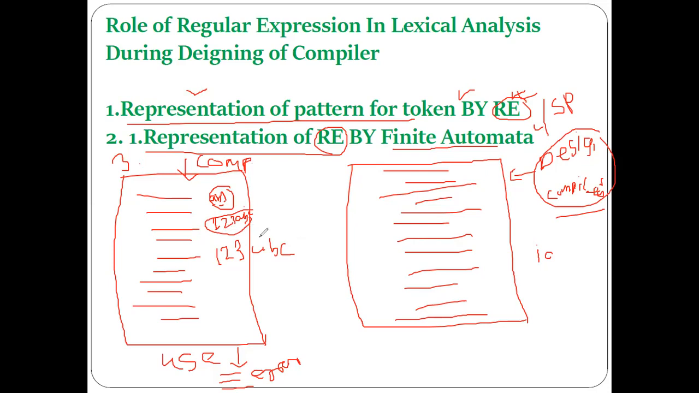Now, what is the standard rule for writing the variable? Your variable should start with a letter. After that, there can be zero letters or zero digits after the first letter, or there can be more than one letter or more than one digit. These rules are mentioned when the designing of the compiler is taking place. And who describes these rules? They are described by the system programmer when designing your compiler for the C language.